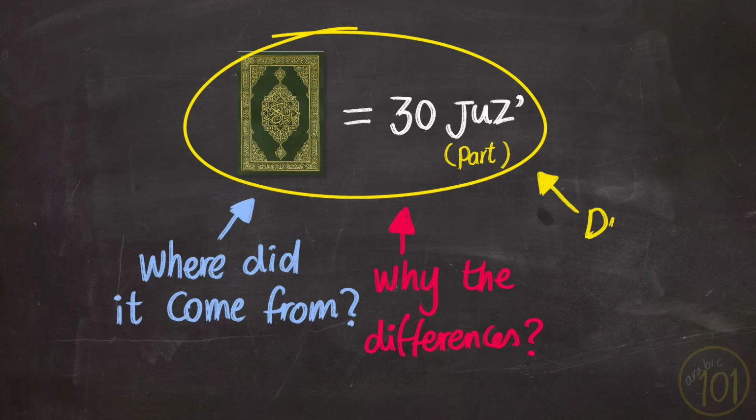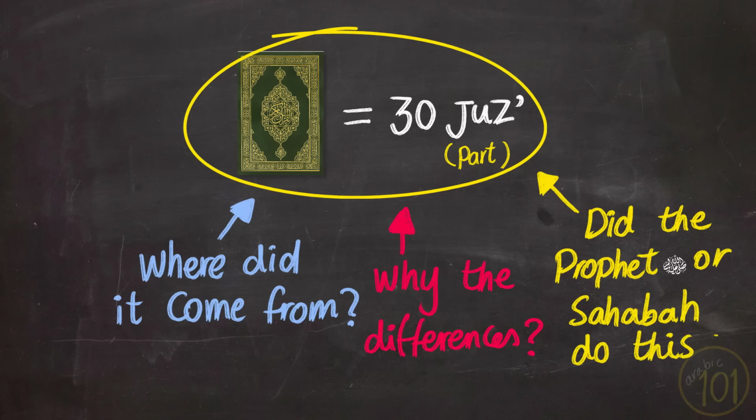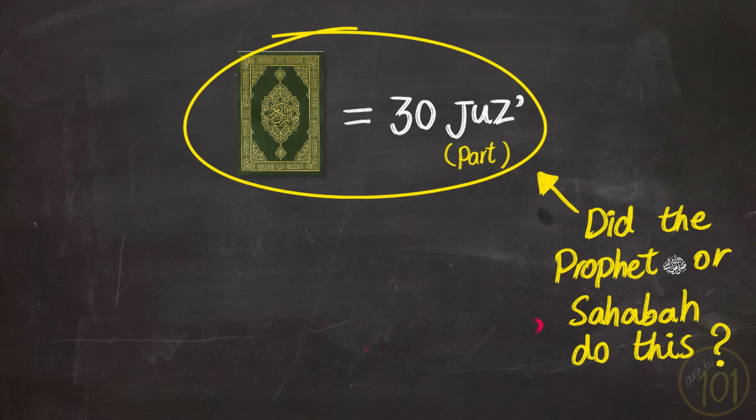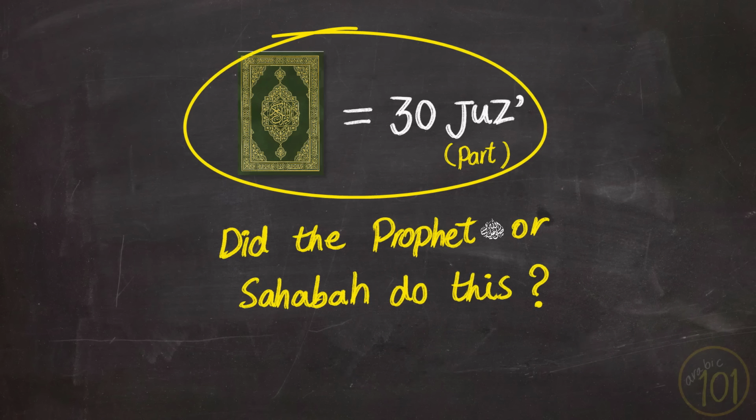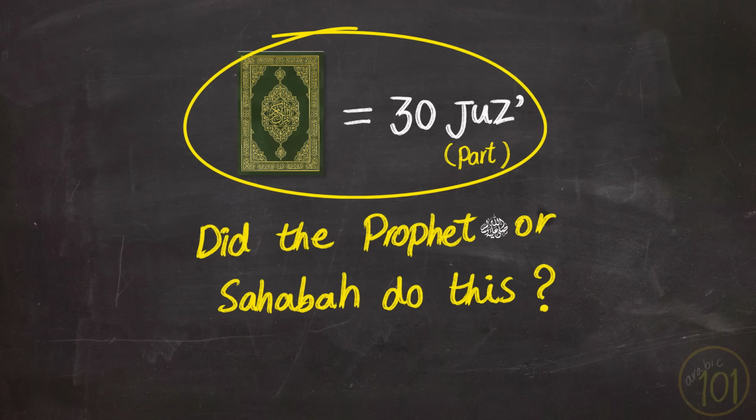Was the Quran divided like this by the Prophet, peace be upon him, or the Sahabah? Well, let's start by answering the last and the most important question. Was the Quran divided like this by the Prophet, peace be upon him, or the Sahabah? And the simple answer is no, they did not.